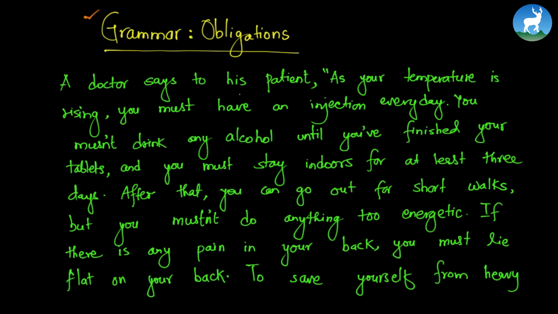A doctor says to his patient, as your temperature isn't rising, you must have an injection every day. You mustn't drink any alcohol until you've finished your tablets, and you must stay indoors for at least 3 days. After that, you can go out for short walks, but you mustn't do anything too energetic. If there is any pain in your back, you must lie flat on your back.